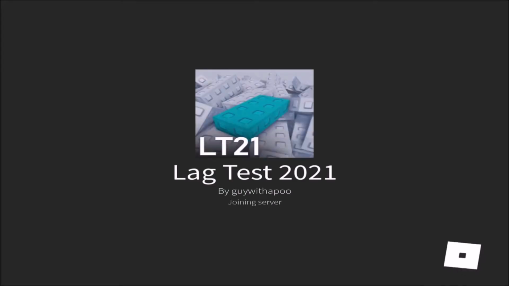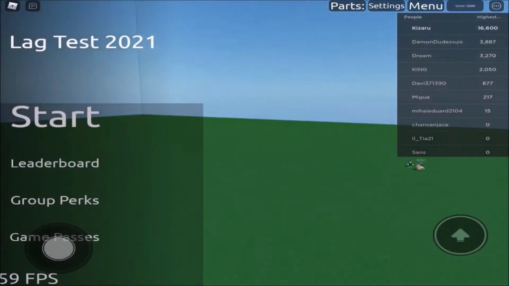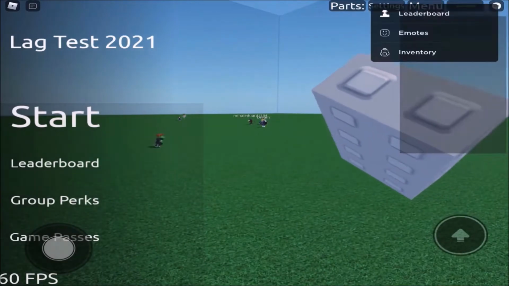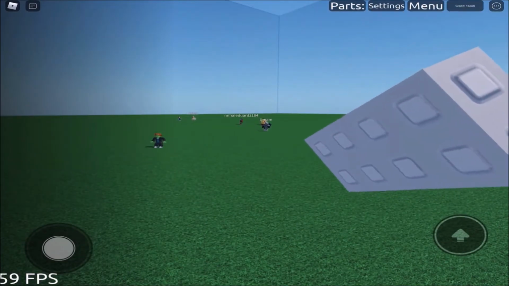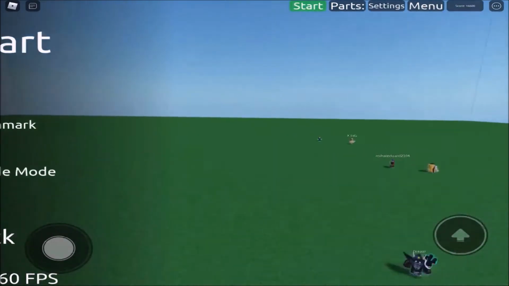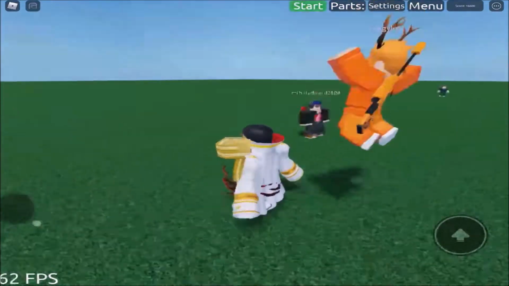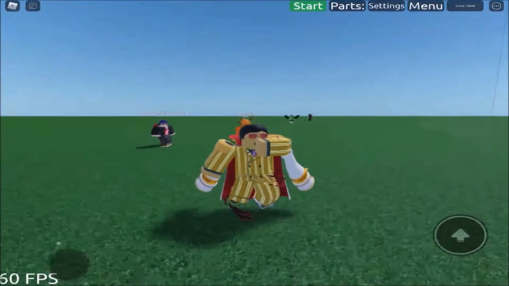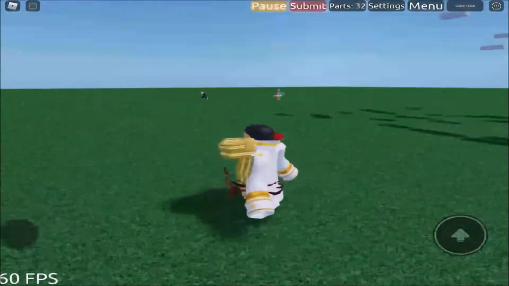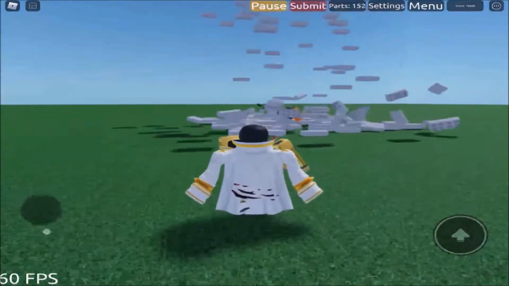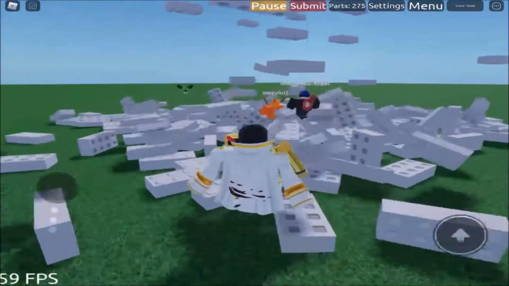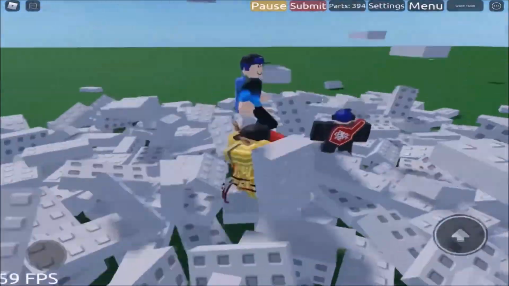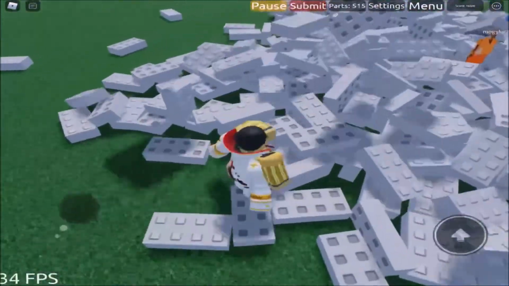Okay, we're loading in, and let's see how far I can go. Let's start, benchmark mode. Okay, so this is the normal speed. Okay, now let's start. Okay, it's raining down like a bucket of, I don't know, like a bucket of rain.